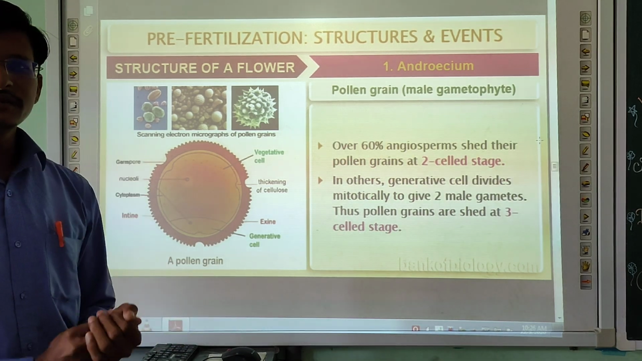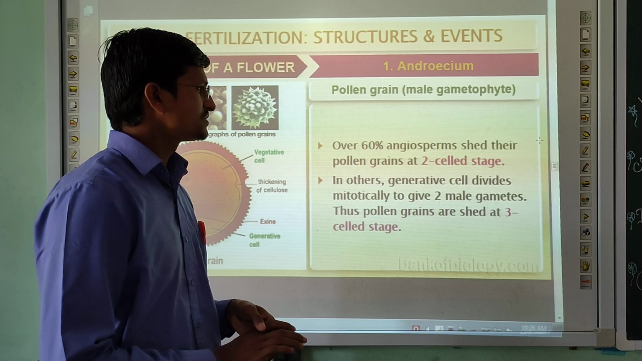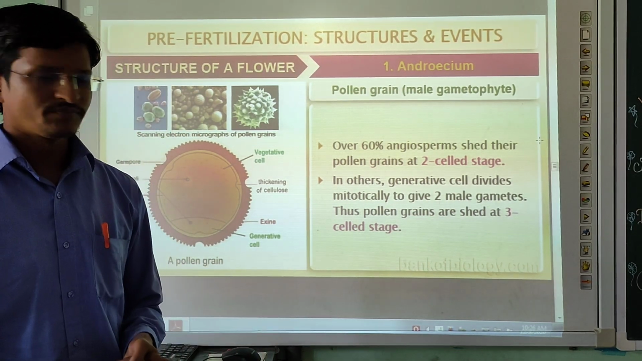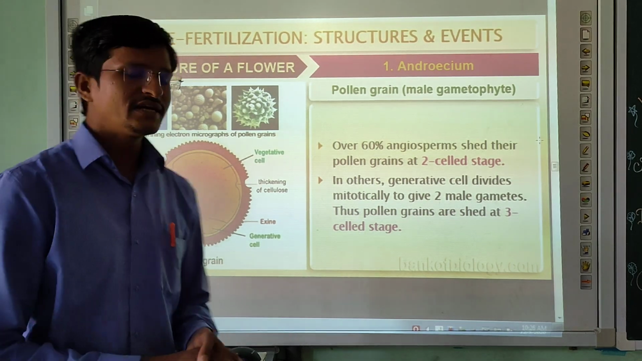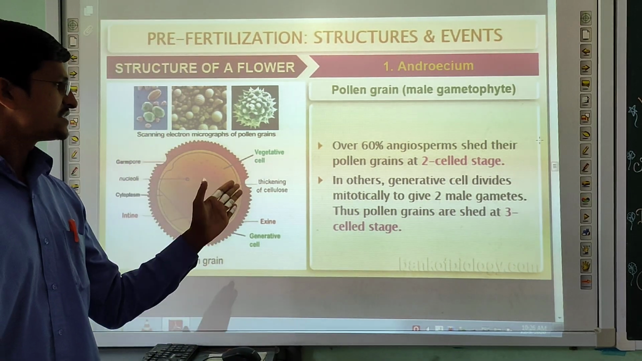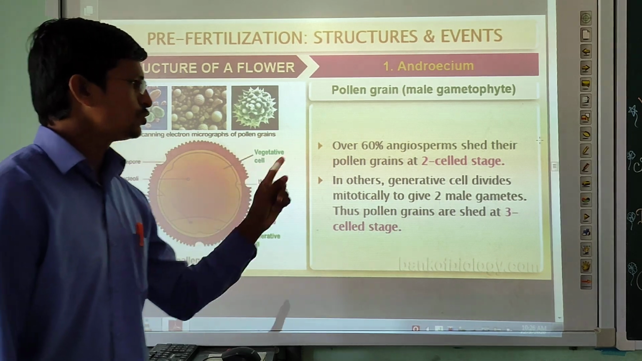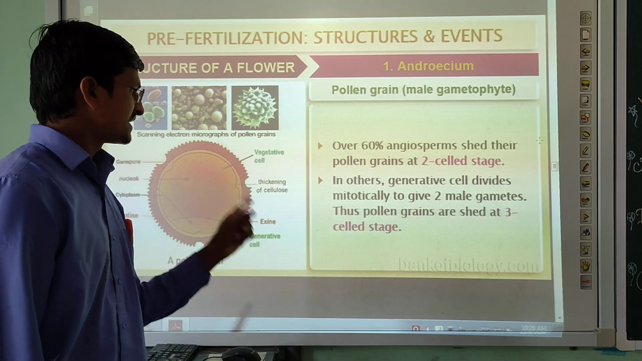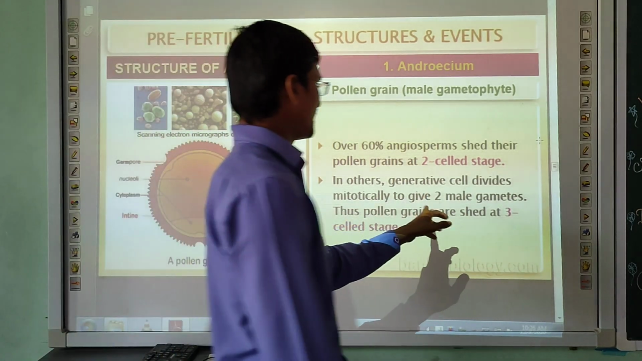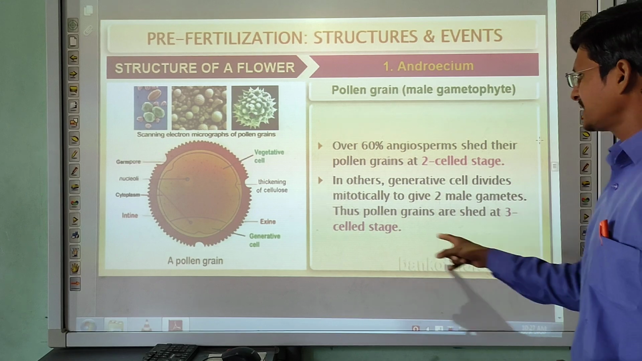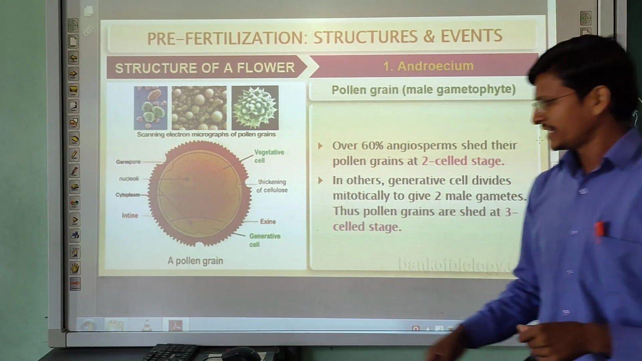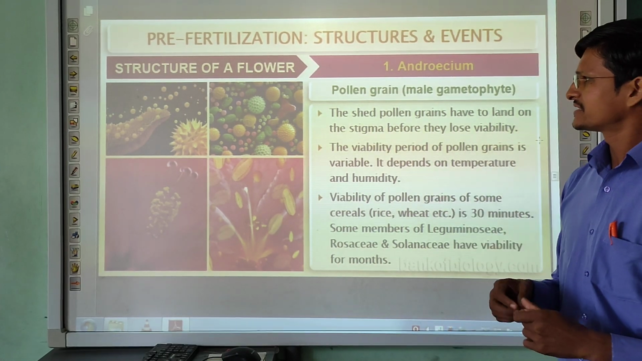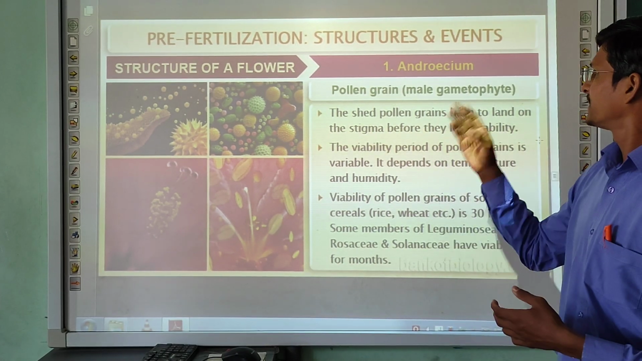Over 60% of angiosperms shed their pollen grains at the 2-cell stage, and in others the generative cell divides mitotically to give 2 male gametes, and thus pollen grains are shed at the 3-cell stage. So here some pictures are there, showing the structure of the flower.